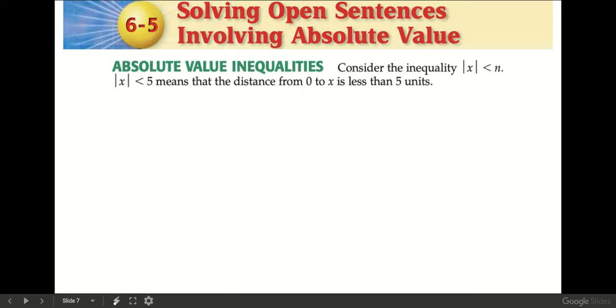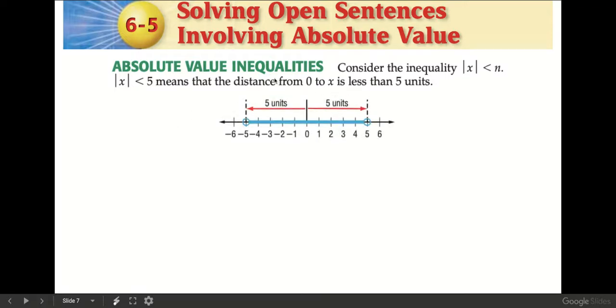Absolute value inequalities. Consider the inequality, the absolute value of x is less than n. So the absolute value of x is less than 5 means that the distance from 0 to x is less than 5 units. Whatever x is, its distance from 0 has to be less than 5. So now we're going to be looking at this type of problem. Any number between positive 5 and negative 5 is going to work as an answer for this inequality. Since it's just less than, it cannot equal negative 5 and it cannot equal positive 5. So it does not include these two values, but everything in the middle.